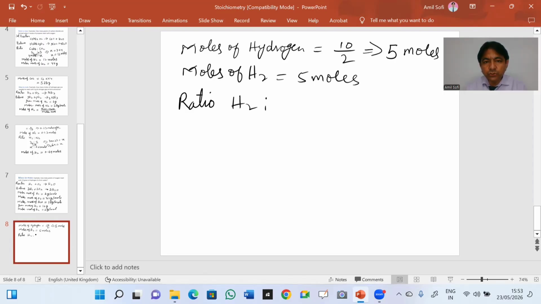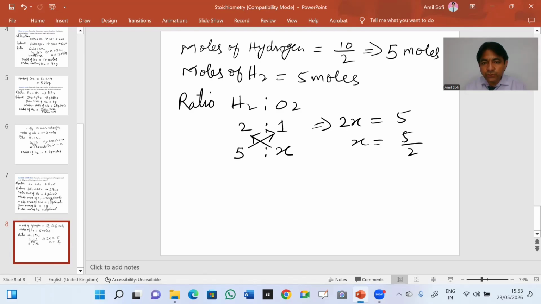Ratio, now we will take the ratio of hydrogen to oxygen. So H is 2 times. So I will write 2. Oxygen is 1 times. Now how many moles of hydrogen are there? There are 5 moles. So I will write here 5 below hydrogen. And for oxygen, I will write X. So now we will cross multiply just like we did. So 1 into 5, 5, equals 2X. So X is equivalent to 5 divided by 2. So X is equivalent to 2.5 moles.